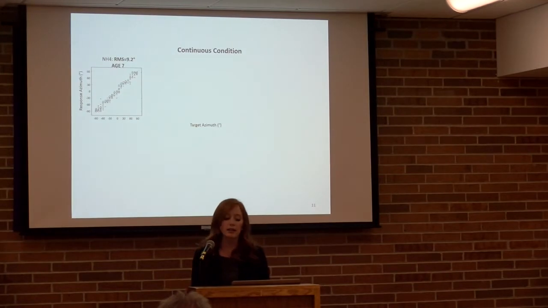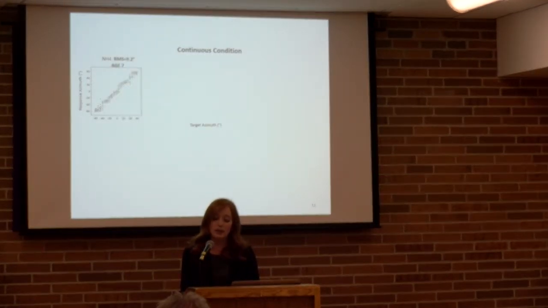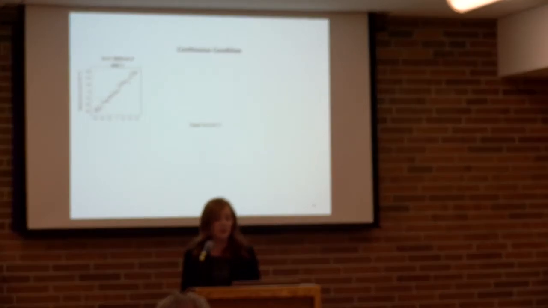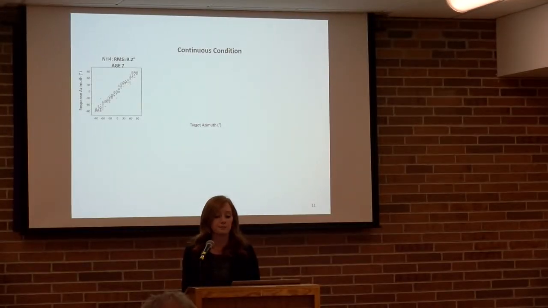So this is the raw data from one normal hearing child in the continuous condition. Again, the x-axis is the location of the target sound source, and the y-axis is the child's response. The RMS, again bolded at the top of the graph, stands for the root mean square error, and it's the average number of degrees the child's response is from the target. So this child's responses deviated from the target an average of 9.2 degrees, which is really good.